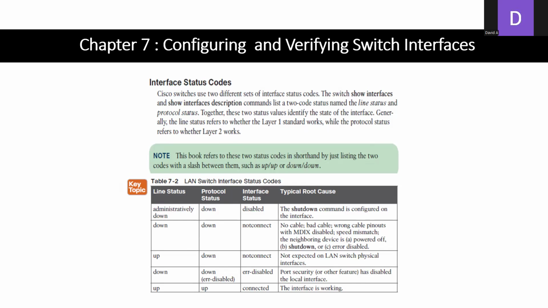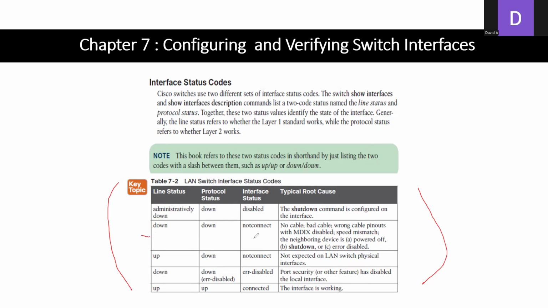So let's go over this table and the status codes. First row: line status is administratively down, protocol status is down, interface status is disabled. The typical root cause is the shutdown command is configured on the interface. Self-explanatory.